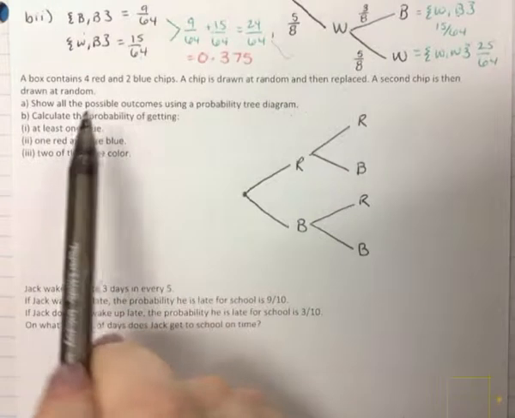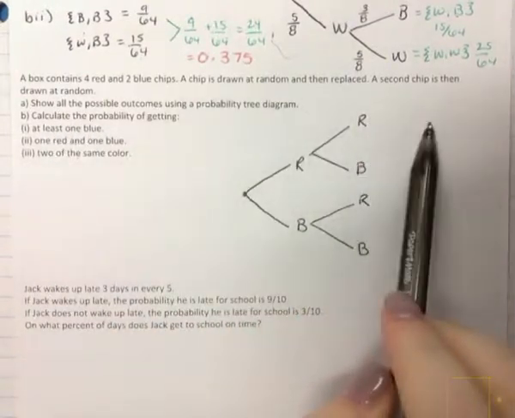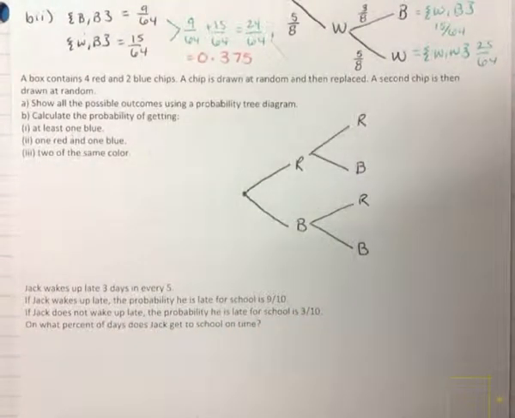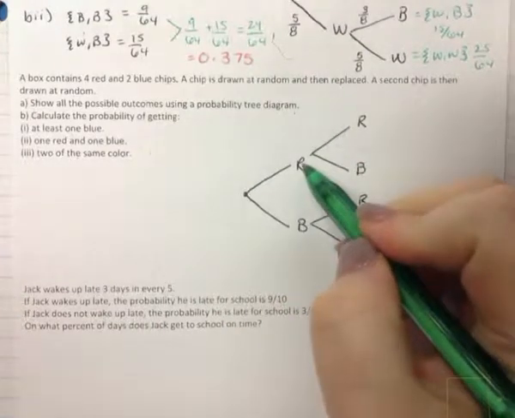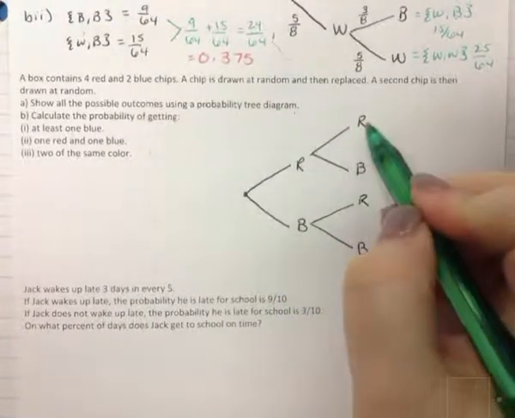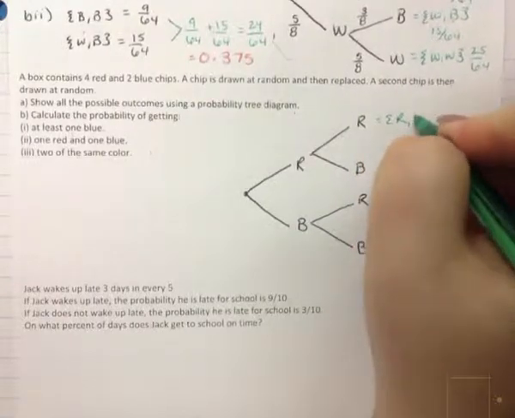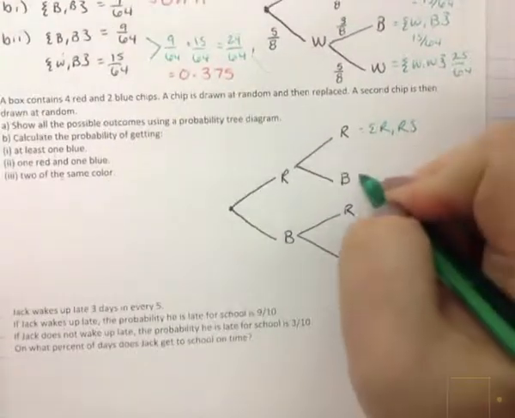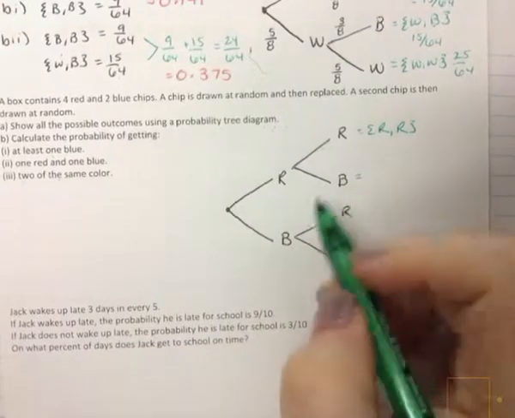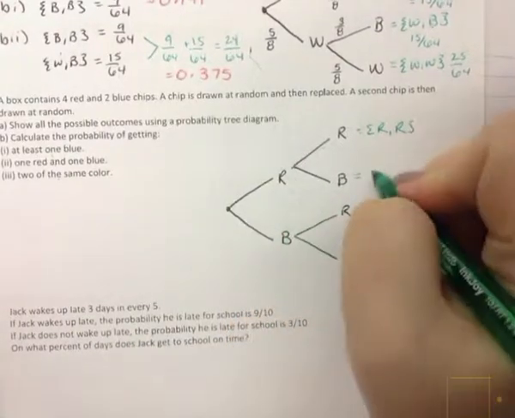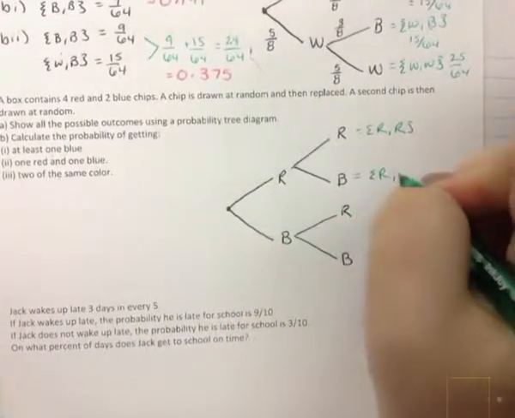So again, we want to figure out the sets that we could have. On this first one, he would have pulled out a red and then a red. So this would have been the set of R, R. On the next one, it would have been pulled out an R, then a B, so it would be R, B.